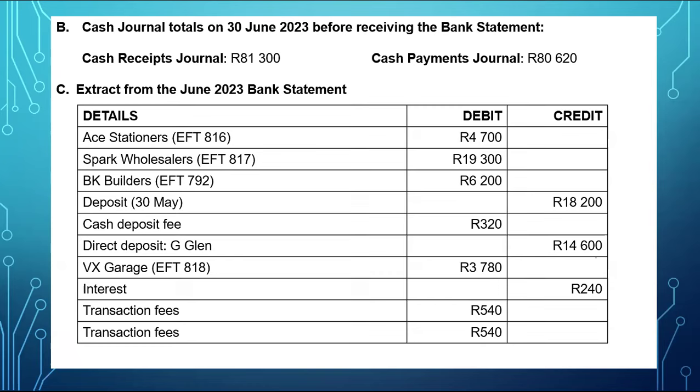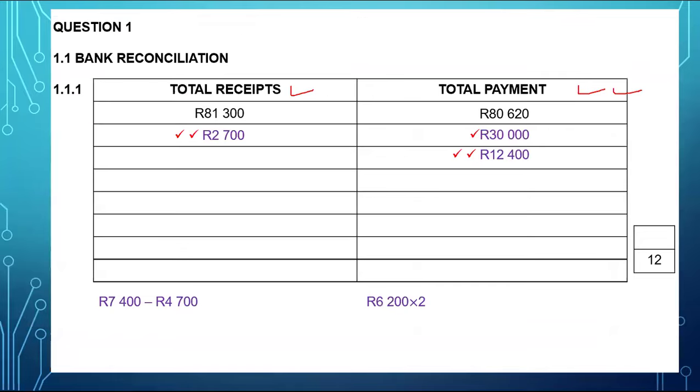It appeared in this month's bank statement. It did not appear in the cash receipts journal for June. And that is because it was deposited directly into our bank account. We wouldn't have known about it until we receive the bank statement. Therefore, we are going to record it in the correct journal, which is the CRJ, and the amount will be 14,600.